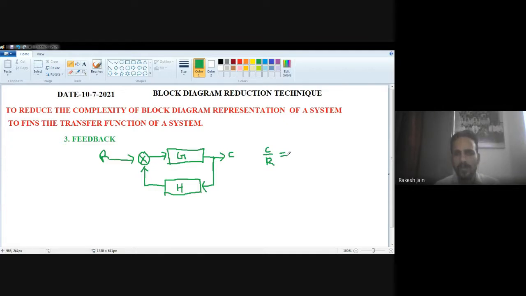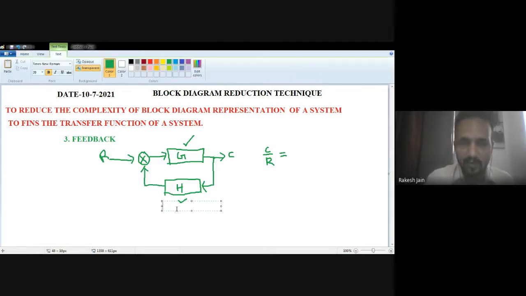Whenever there is a feedback, remember the rule. This G is known as forward gain, and this H is known as feedback gain. Remember these two terms: forward gain and feedback gain. Feedback gain is the gain that comes from the output towards the input side. Whatever is written inside that block is the feedback gain. Don't remember that H is always the feedback gain. It may be X2. If I write X2 instead of H, then X2 is my feedback gain. So the feedback gain is H.